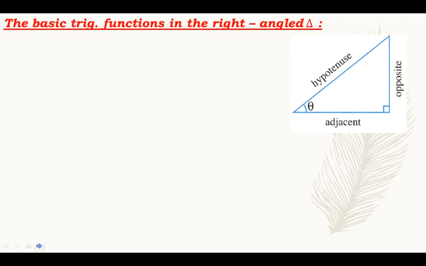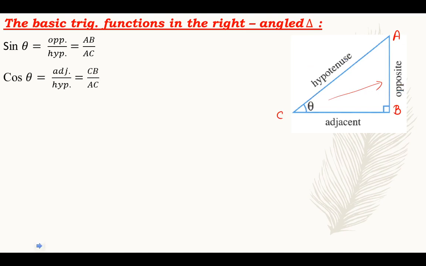Again, the basic trigonometric functions in the right angle triangle. Here in this triangle, we have an angle theta, and this side is the opposite side, this side will be the adjacent side, and the side opposite to the right angle is called the hypotenuse. Sine theta equals opposite over hypotenuse. Let's name this triangle first. Here, opposite is AB, and the triangle is ABC. So sine theta will be equal to opposite over hypotenuse. Cosine theta will be adjacent over hypotenuse, CB over AC.